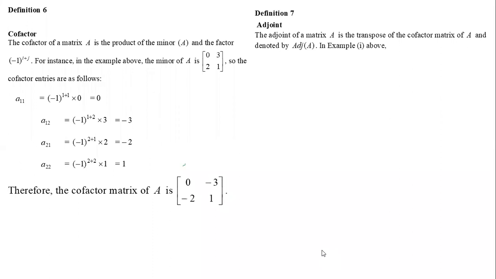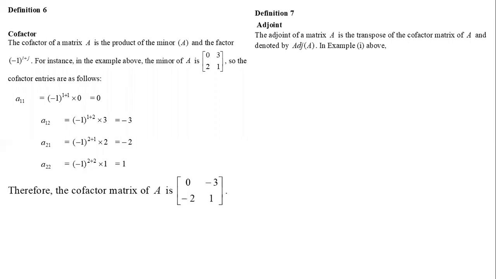Now, we can also do the same thing for a 3 by 3 matrix. Let's assume I have my 3 by 3 matrix. Then it's going to be what? Plus, minus, plus. That is the first row. The second row will be what? Minus, plus, minus. The third row will be what? Plus, minus, plus. Do you understand?